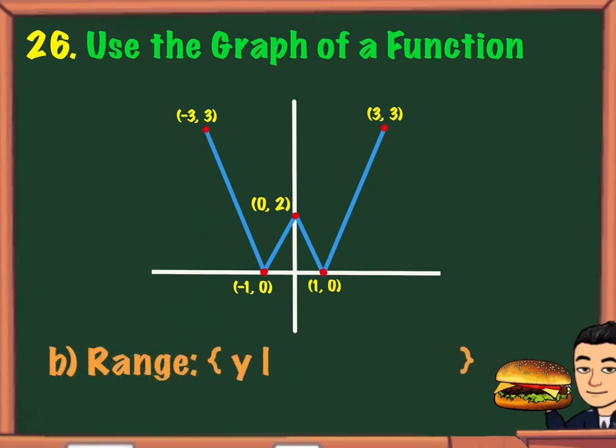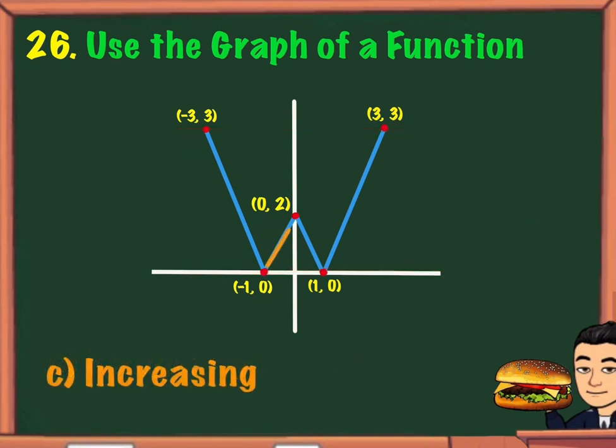For range, you see that the lowest point for y is 0 and the highest point is 3. So you want to put 0 less than or equal to y less than or equal to +3. The interval is increasing. Put the bracket -1, comma, 0. And this one is also increasing. So you put the bracket again, you have 1, comma, +3.